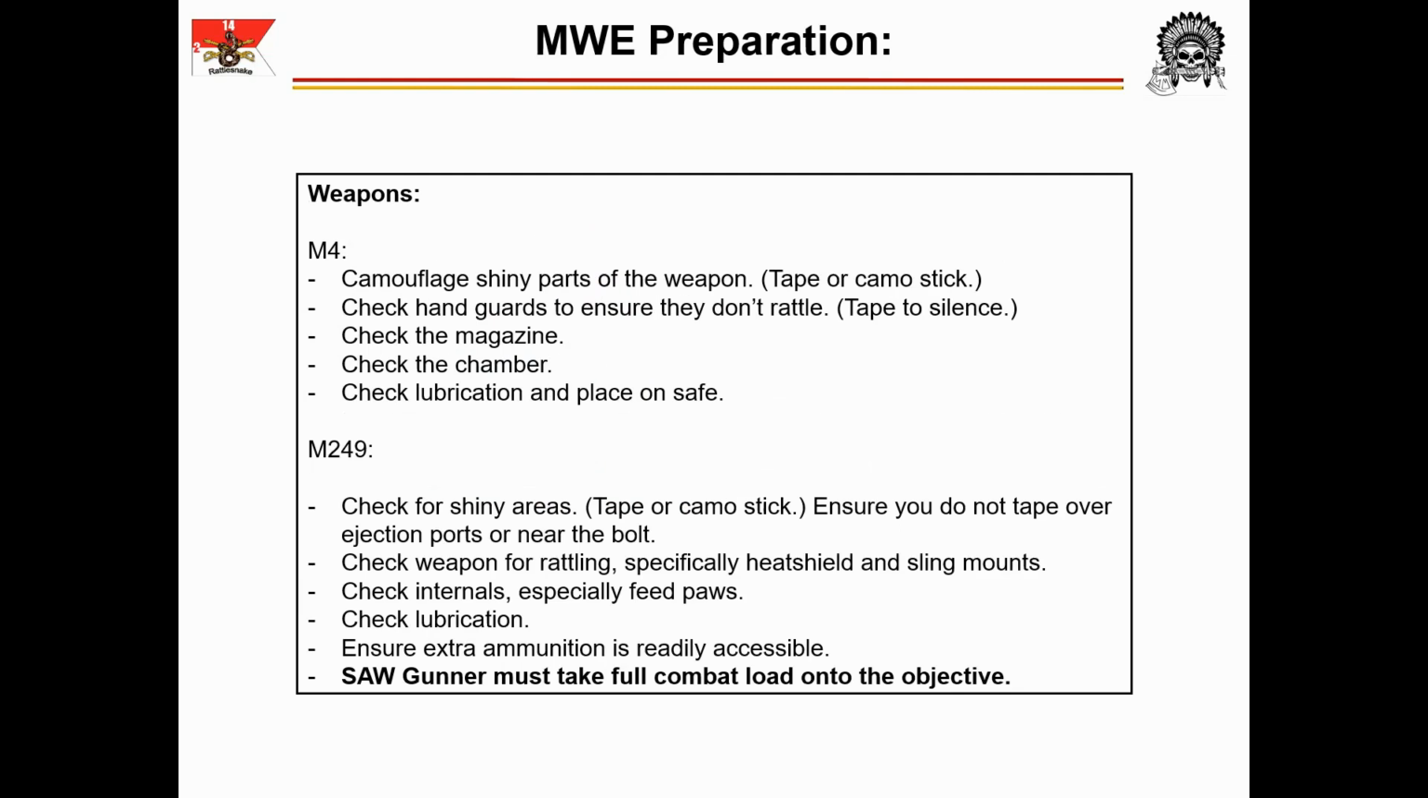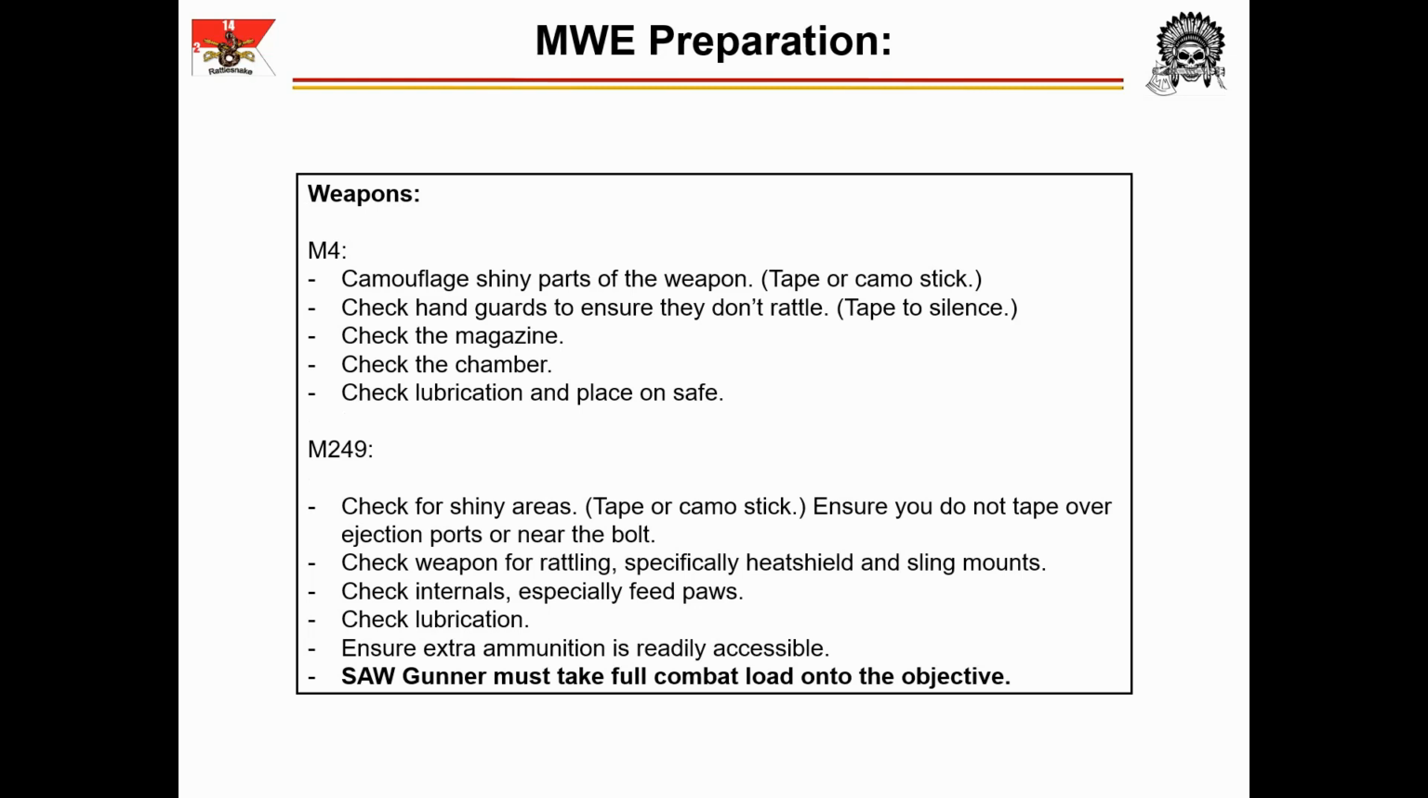For weapons, we'll begin with the M4 and then address the 249. For the M4, if there are any shiny parts on the weapon, use a camouflage stick, black tape, or black marker to subdue them. Check the handguards to ensure they don't rattle. If they do, tape them to help silence them. Remember when taping to be sure the tape does not interfere with the aiming or function of the weapon.